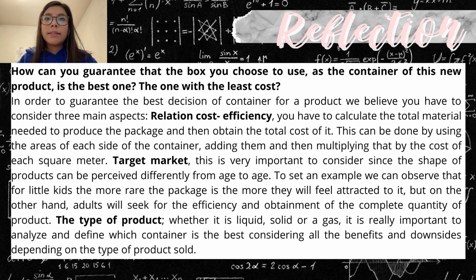Second, the target market. This is very important to consider since the shape of the product can be perceived differently from age to age. To set an example, we can observe that for little kids, the more rare the package is, the more they will feel attracted to it. But on the other hand, adults will seek the efficiency and the obtainment of the complete quantity of product. Third, the type of product is also really important, whether it's liquid, solid, or a gas. It is really important to analyze and define which container is the best, considering all the benefits and downsides depending on the type of product it is sold.